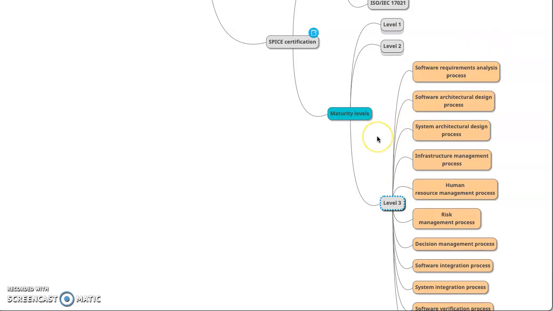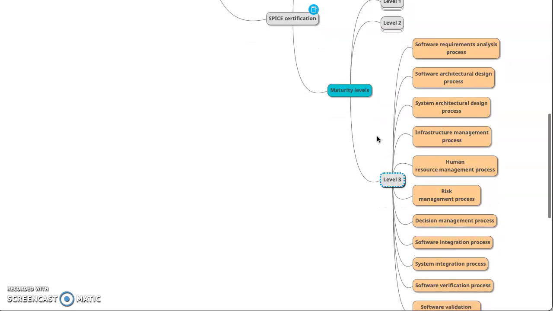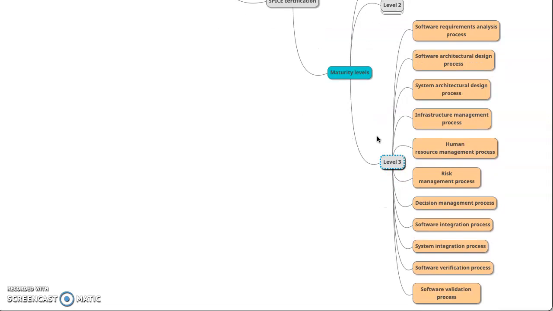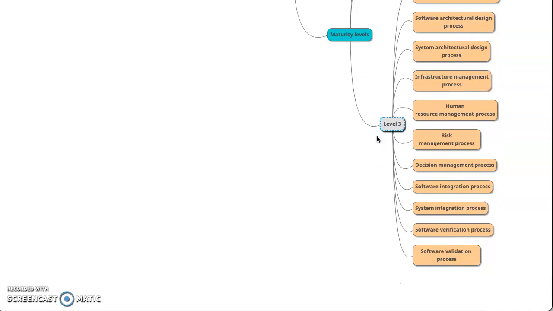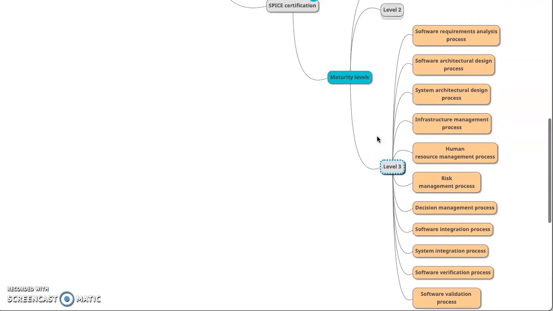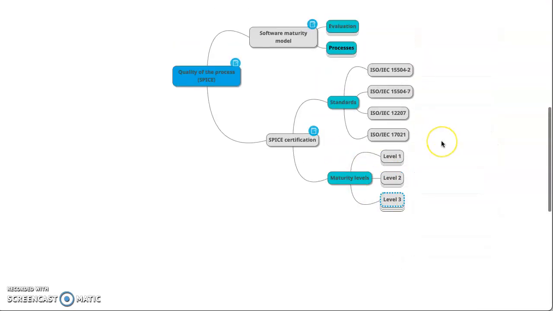So you have more requirement analysis, architectural design, system architectural design, infrastructure, human resources management, risk management, decisions management, software integration processes, system integration processes, software verification, and software validation processes. If you comply with all of these, you will be in level 3. And this certification is just for 3 years.